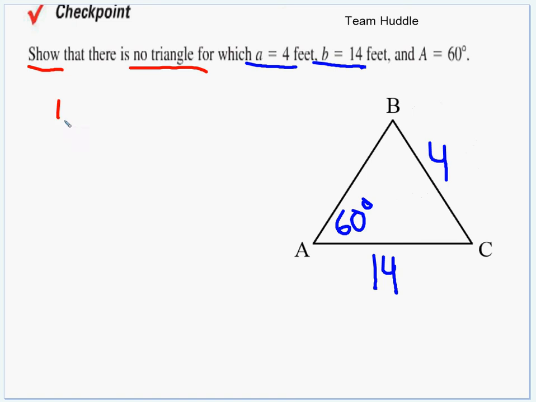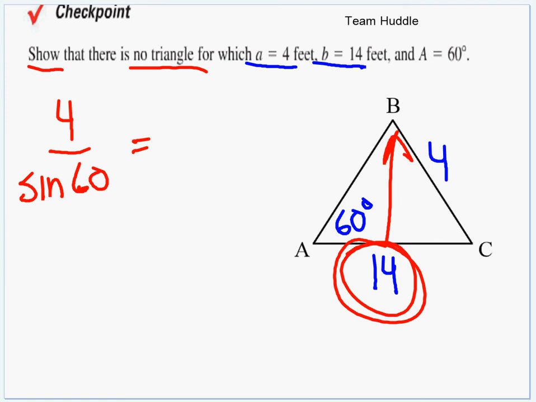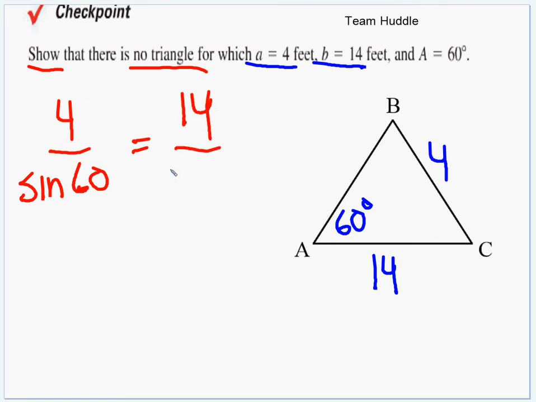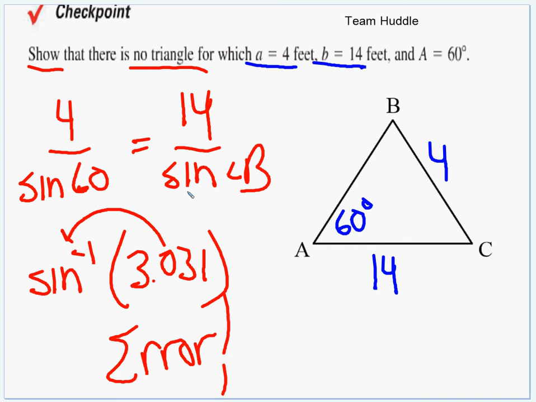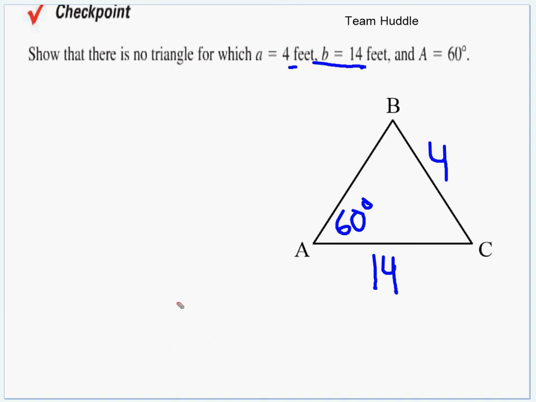So that's our setup, 4 over the sine of 60, and that's going to exactly equal 14 over the sine of angle B. If we punch that in our calculator, we're going to try to take the sine inverse of 3.031. Of course, we can only put numbers in there between 1 and -1, so we are going to get an error message. There's no way for the sides to connect to complete the triangle. There is no triangle.